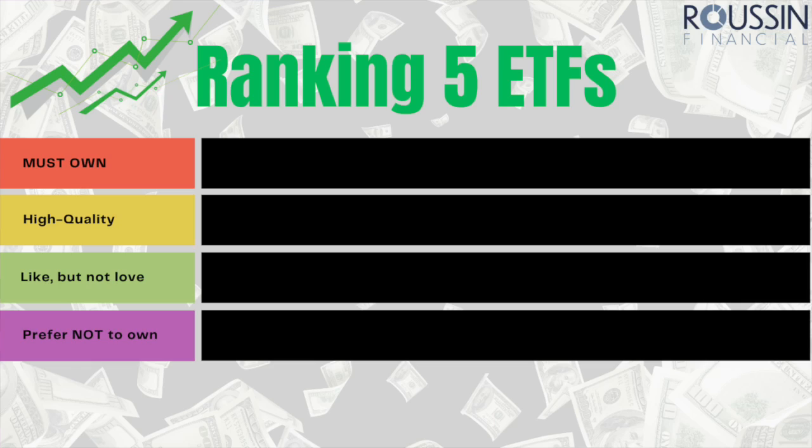Now let's get back to our video where we're going to be ranking 5 popular ETFs from the highest quality to the lowest quality. But before we begin, let me remind you of our ranking system here. The highest ranking I call a must-own, and these are what I consider the very best ETFs. Next on our list is high quality. These are going to be fantastic ETFs, but not ones I consider a must-own, so just a notch below that tier. Next, we have like, but not love. These ETFs are decent, but there are better options available, at least for me. And then lastly, we have the prefer not to own ranking. This one really speaks for itself, as I do not like this ETF for my particular portfolio.